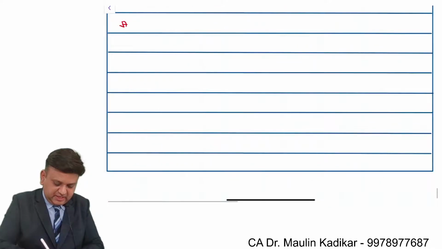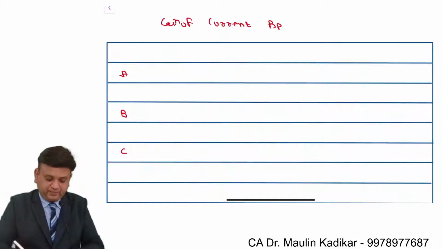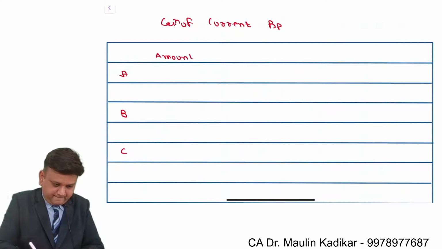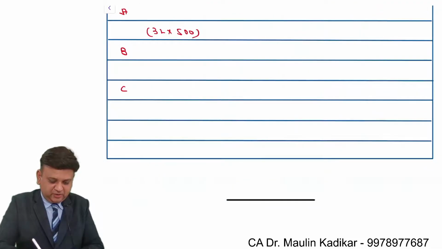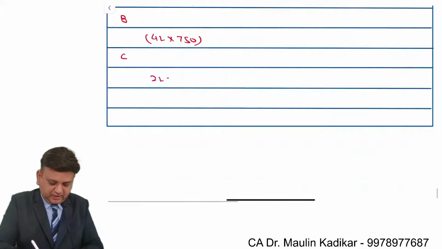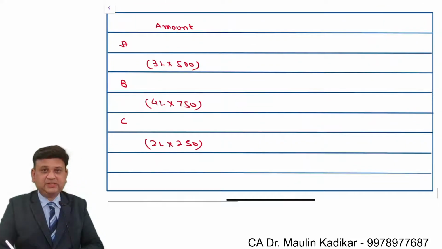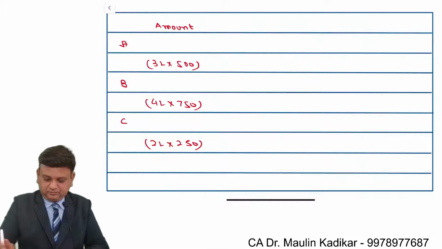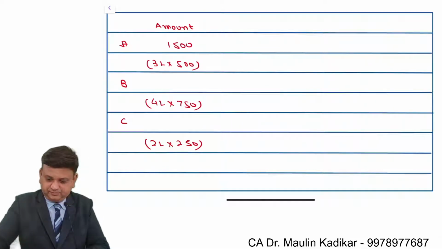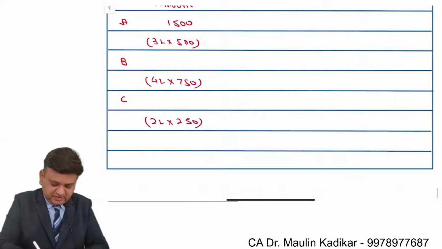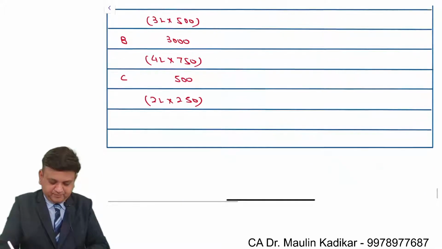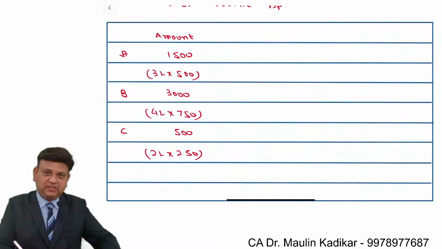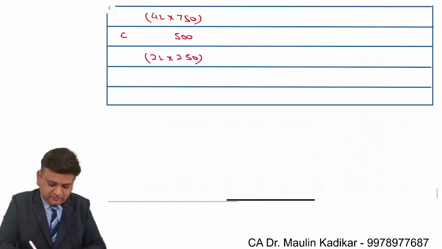Investment is made in 3 securities A, B and C. Amount of investment, it is 3 lakh into 500. Next is 4 lakh into 750 and 2 lakh into 250. That is the amount of investment. So it is 1,500 lakhs, 3,000 lakhs and 500 lakhs. So the total amount of the investment is 1,500 plus 3,000, 4,500 plus 500, that comes to 5,000 lakhs.